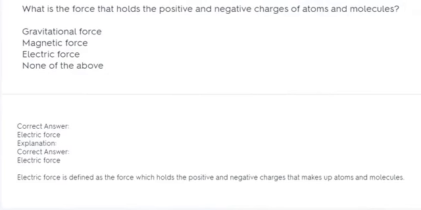What is the force that holds the positive and negative charges of atoms and molecules? Gravitational force, magnetic force, electric force, none of the above. Correct answer: electric force. Explanation. Electric force is defined as the force which holds the positive and negative charges that make up atoms and molecules.